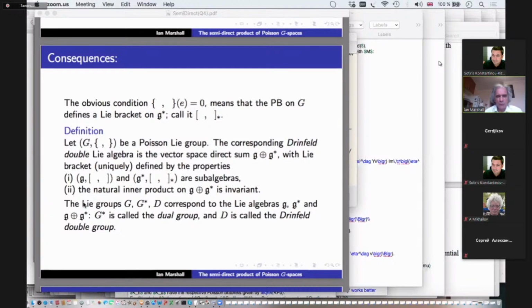These two properties uniquely define it. And now we've got three Lie groups in the picture. One of them is the original Lie group G, another one is a Lie group having Lie algebra G star, and another one is a Lie group having Lie algebra G plus G star with this Lie bracket. So G star is called the dual group to G, the group dual to G, and D is called the Drinfeld double of G.